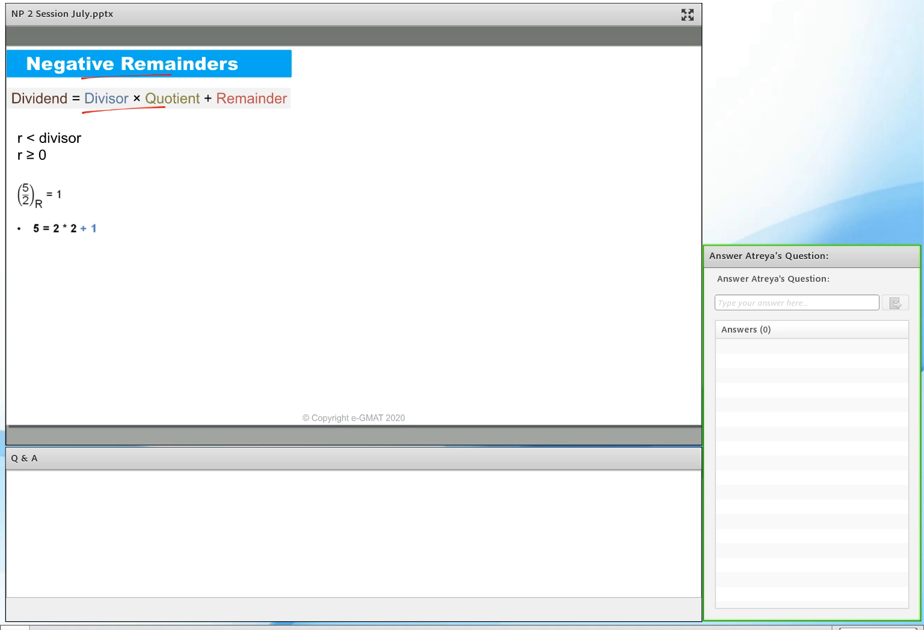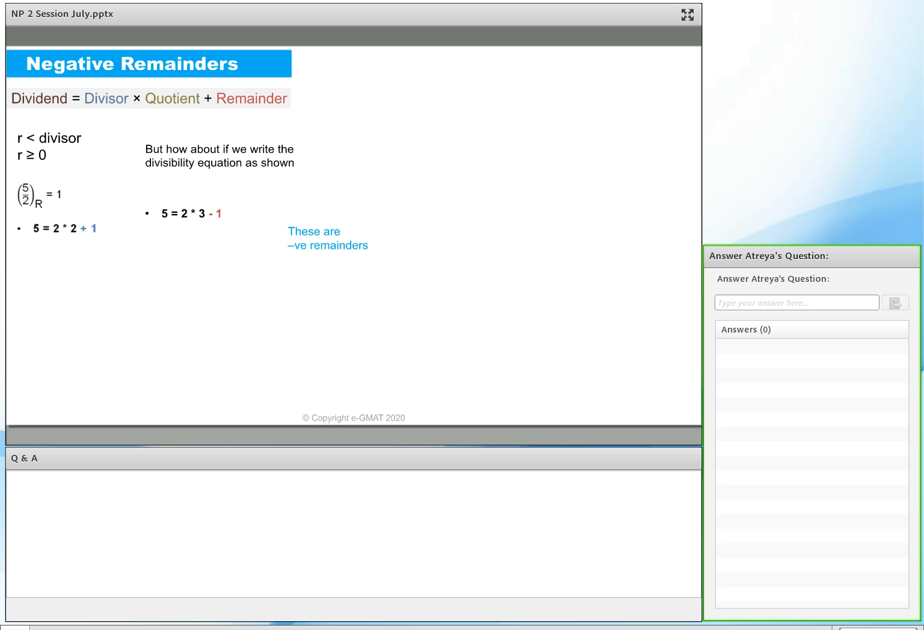Okay, so I know the fact that dividend is equal to divisor times quotient plus remainder, right? So what do I have over here? There can be 2 things. One is I calculate the remainder in the most normal approach. That is, 5 is equal to 2 times 2 plus 1. So the remainder is equal to 1. Or 9 is equal to 2 times 4 plus 1. Remainder is equal to 1.